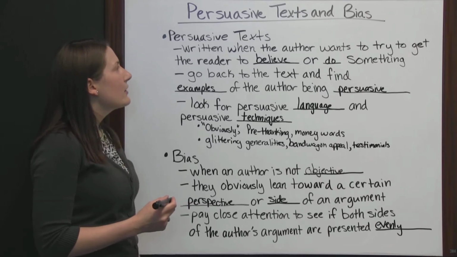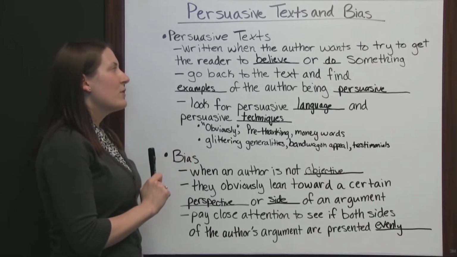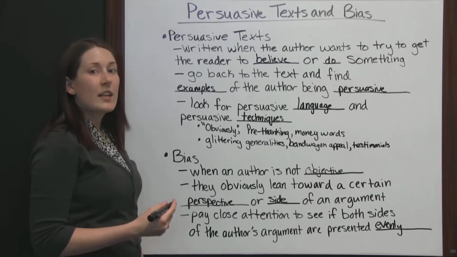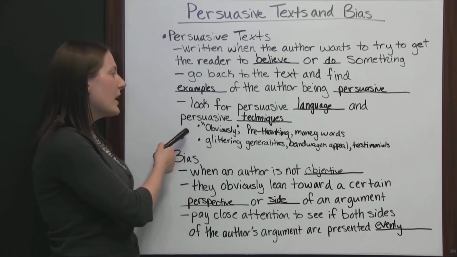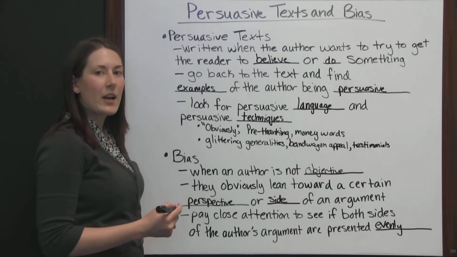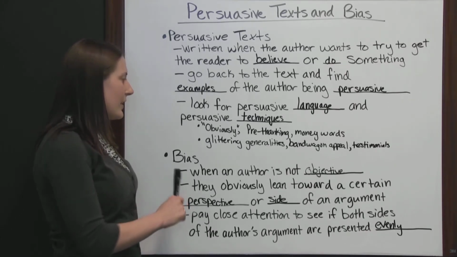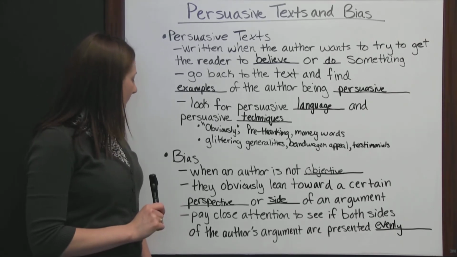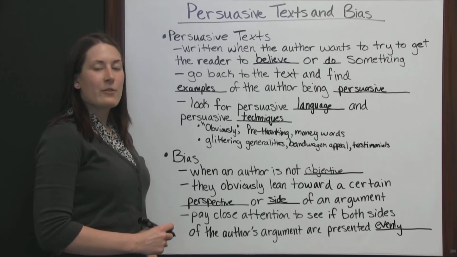So, whenever you're looking at a text, you can ask yourself, is the author trying to get me to believe or do something? And if they are, there's a good chance that you're looking at a persuasive text. So look for examples of persuasive language and persuasive techniques to back up your idea that this is a persuasive text. And if you see that the author is leaning toward one side or another, then they're probably exemplifying some kind of a bias, whether positive or negative.